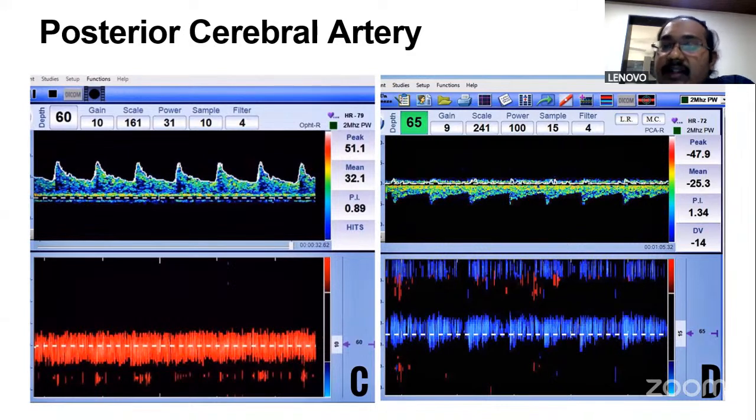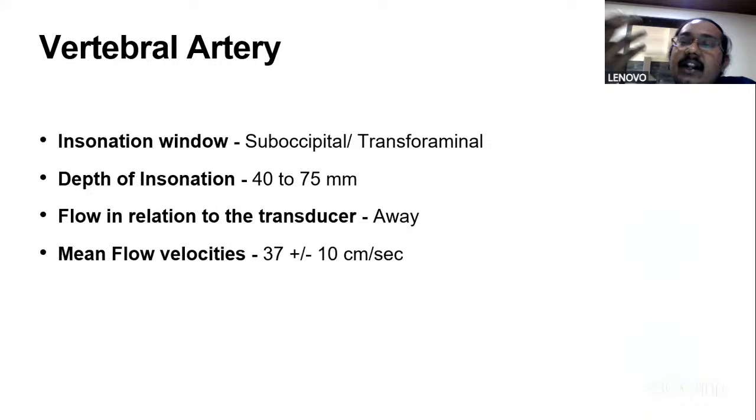So through the transtemporal window, we have got the middle cerebral artery, anterior cerebral artery, and posterior cerebral arteries. Then we would like to go ahead with the suboccipital or transforaminal windows. The vertebral artery and basilar artery occur at similar locations, at different depths. It is just that we need to tilt the probe more superiorly to get the basilar artery, and we get the basilar artery at slightly higher depths.